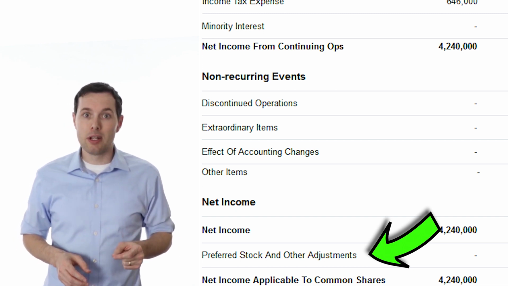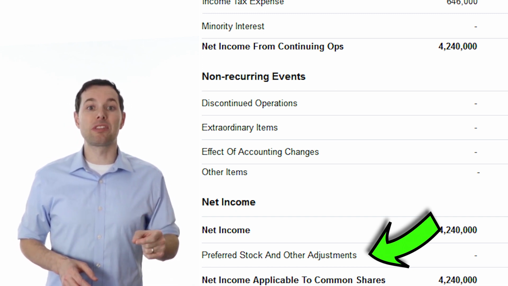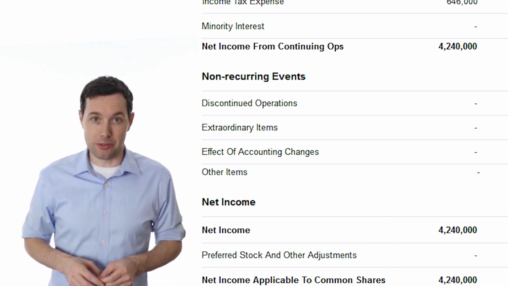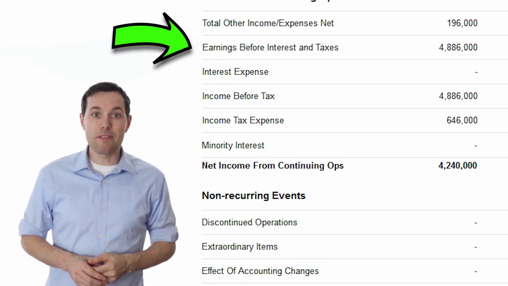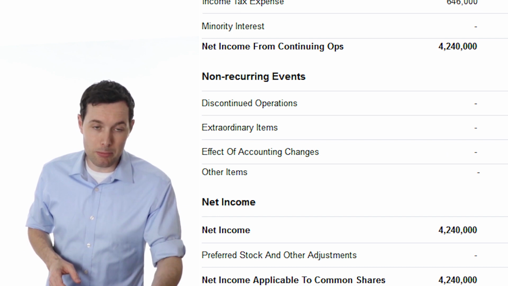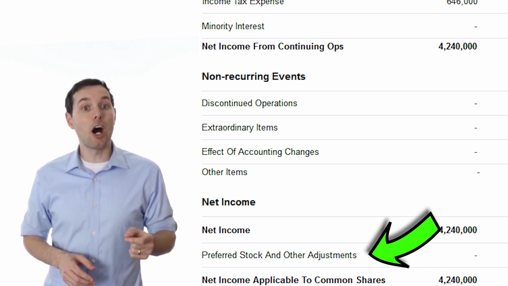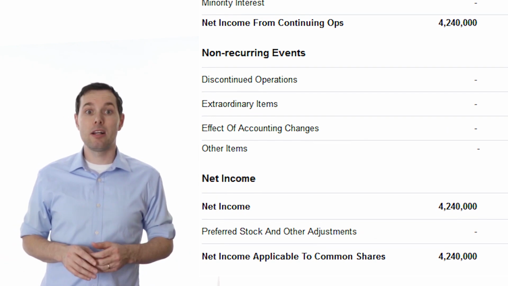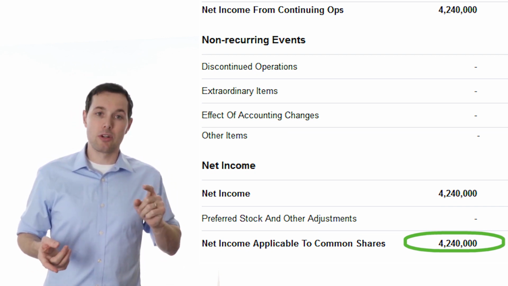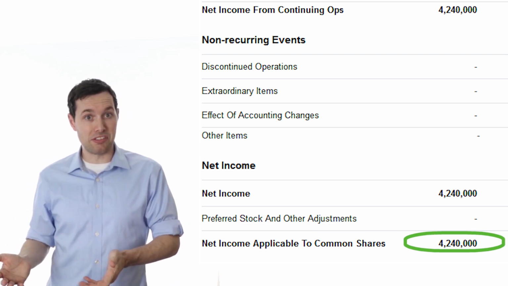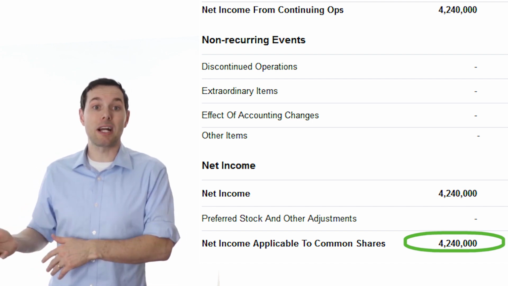This is important because net income is supposed to be what's available to common shareholders. If you own Nike bonds, you care about this line item. And if you own Nike preferreds, you would care about this line item. But if you own the common shares, everyday stock, then this is the profit that the company may use to either reinvest, in theory to grow the business, or pay dividends or buy back stock.